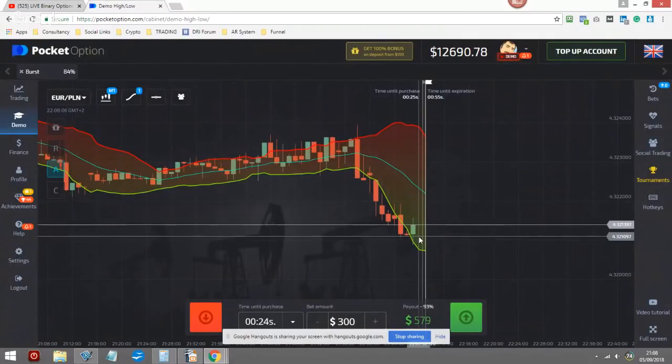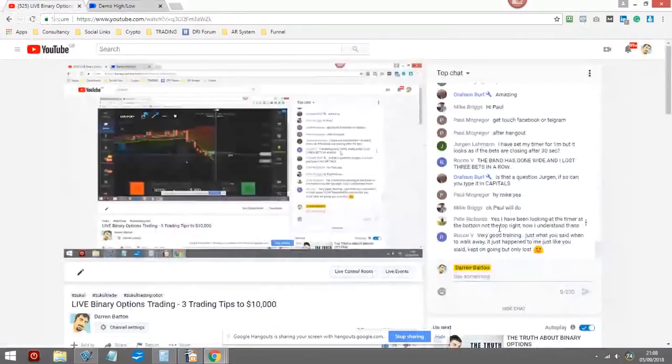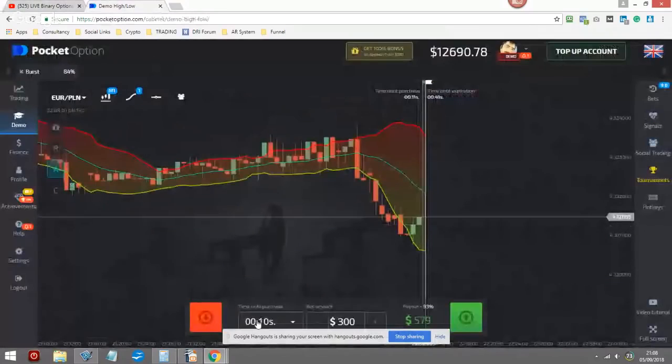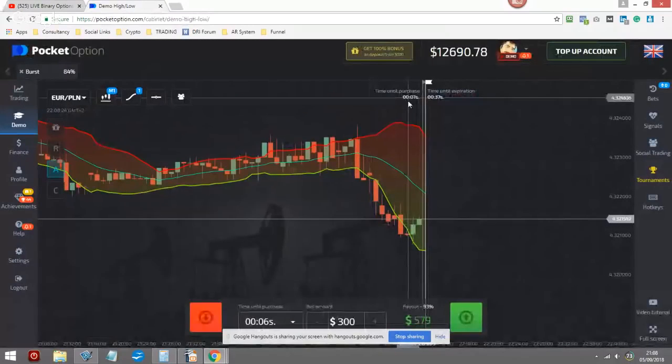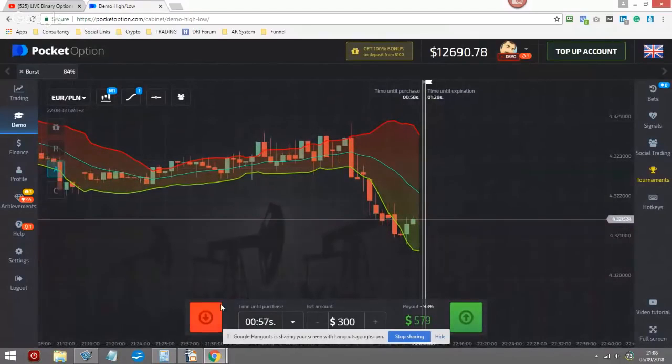Is that a question you're giving capitals? Yeah. P, yes, I have been looking at the timer at the bottom, not top right. Now I understand this. Yes, of course, because there is a timer here as well. Okay, so that timer there is the same as this one here at the top. So again, just try and make it simple for yourself. You're looking at the bands, the candle, and obviously which button you should be looking to press. And just keep an eye on this countdown section here. So hopefully that explains it.